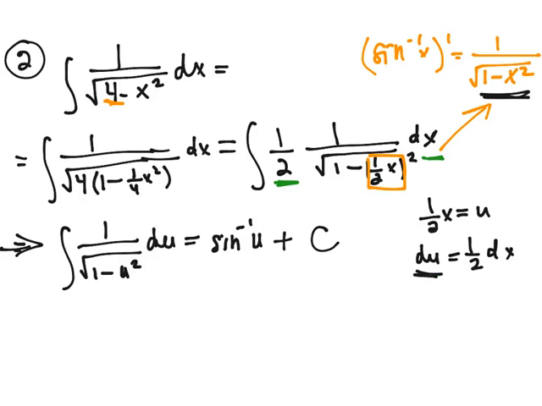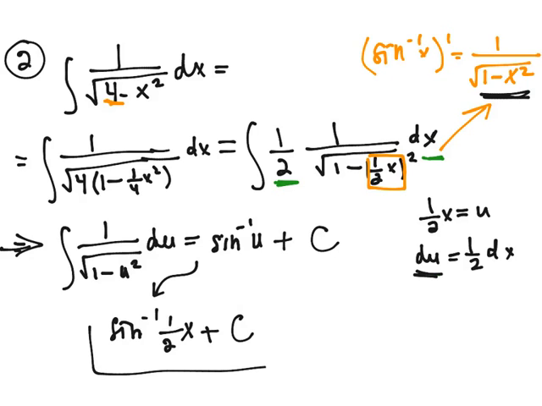Don't forget the cupcake. We're almost done. Therefore, your answer is sine inverse of 1/2 x plus c. If you want to check, you can find the derivative of this, use the chain rule, and you'll see you'll get the same thing we started with.